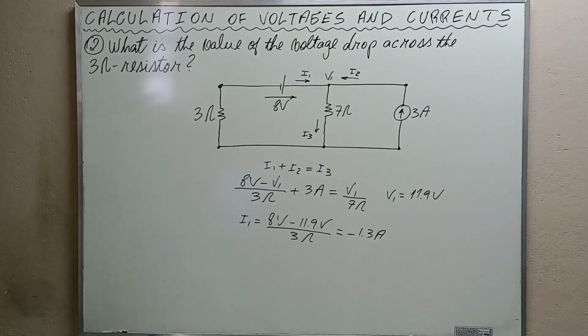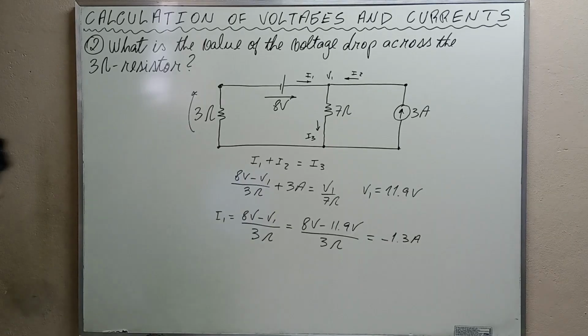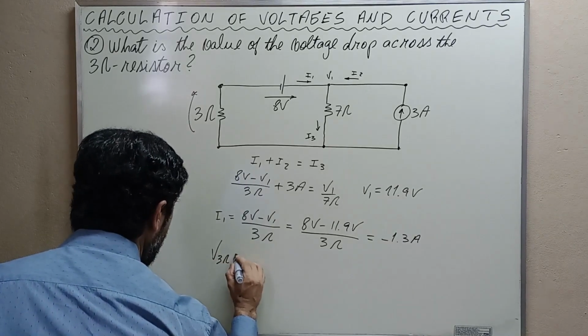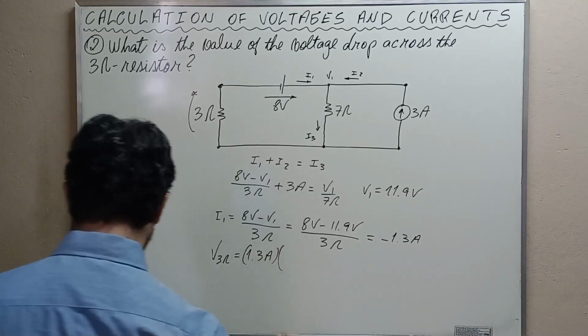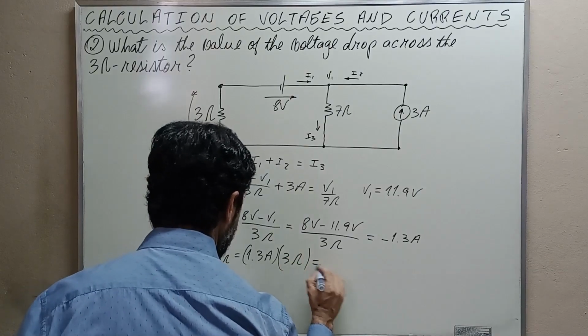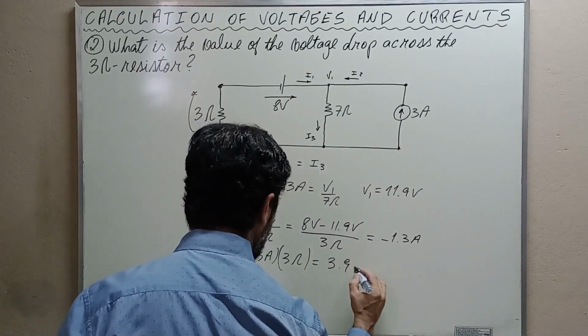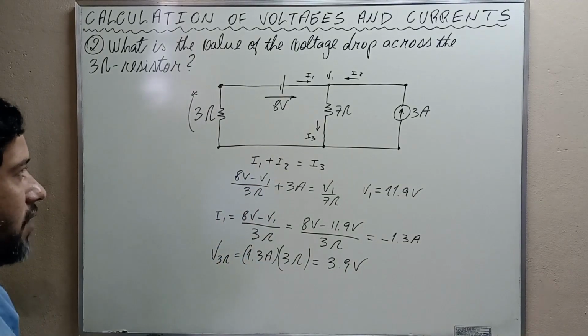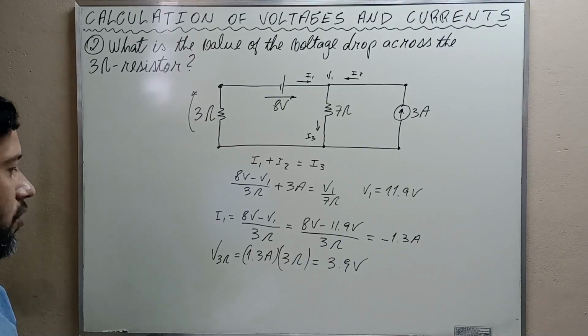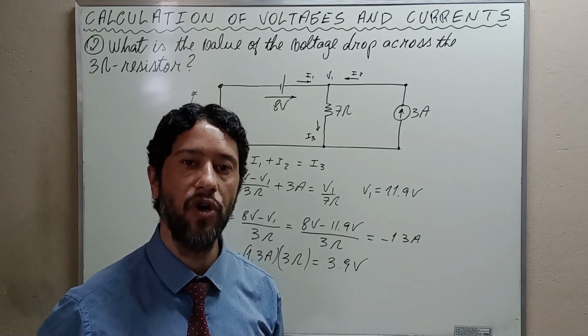With the value of I1, we can calculate the voltage drop across the 3 ohms resistor. And in this way, V is equal to 1.3 amps times 3 ohms, and this is equal to 3.9 volts. Alright, my friends, and this is what the exercise wanted us to calculate, the value of the voltage drop across this resistor. And it is all for exercise number 2. Let's go to the next.